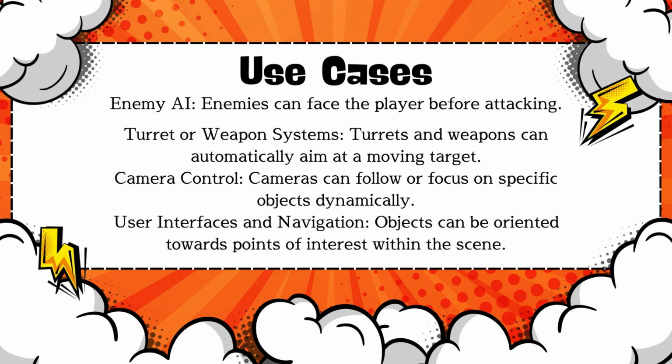Turret or weapon systems. Turrets and weapons can automatically aim at a moving target. Camera control. Cameras can follow or focus on specific objects dynamically. User interfaces and navigation. Objects can be oriented towards points of interest within the scene.